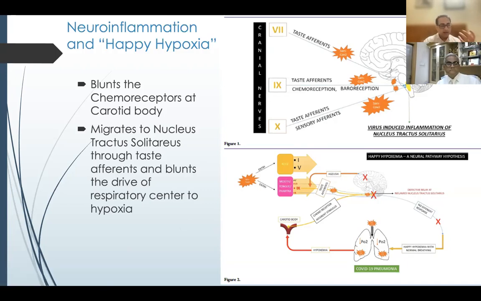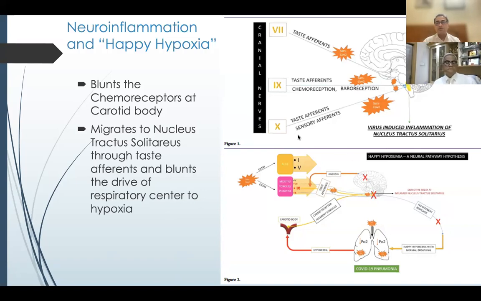So the virus can bind to the carotid body and blunt the chemoreceptor response of the carotid body to hypoxia, which in turn stimulates the respiratory center, and that causes the tachypnea or the feeling of dyspnea from the brain after a hypoxic insult. And another mechanism is the involvement of the tractus solitarius.